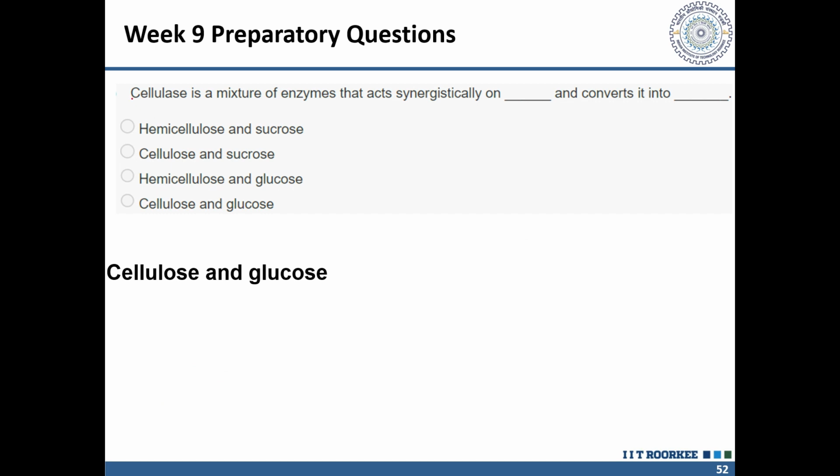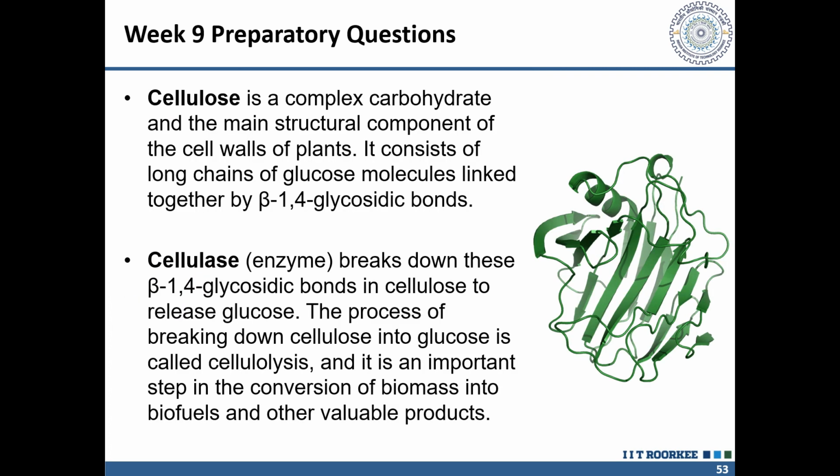Cellulase. So it is not cellulose, it is cellulase. Cellulase is a mixture of enzymes that acts synergistically to convert. So cellulase is an enzyme, and this word is given because it is used to convert cellulose into lower molecular sugars such as glucose. So the correct answer is cellulose and glucose.